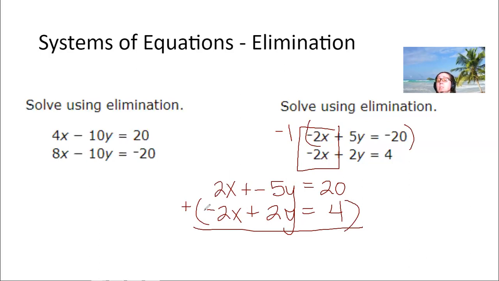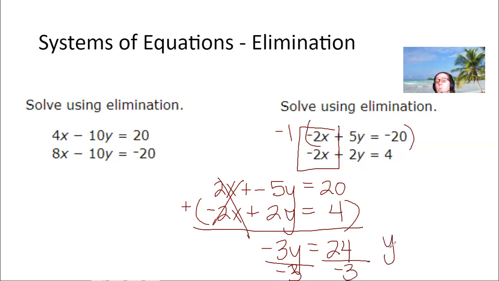So 2x plus negative 2x, that cancels. Negative 5y plus 2y gives us a negative 3y. And 20 plus 4 is 24. Then we divide, and we get y is equal to negative 8. Then we're going to plug that negative 8 into an equation. Actually, let's do the bottom equation. Why not?